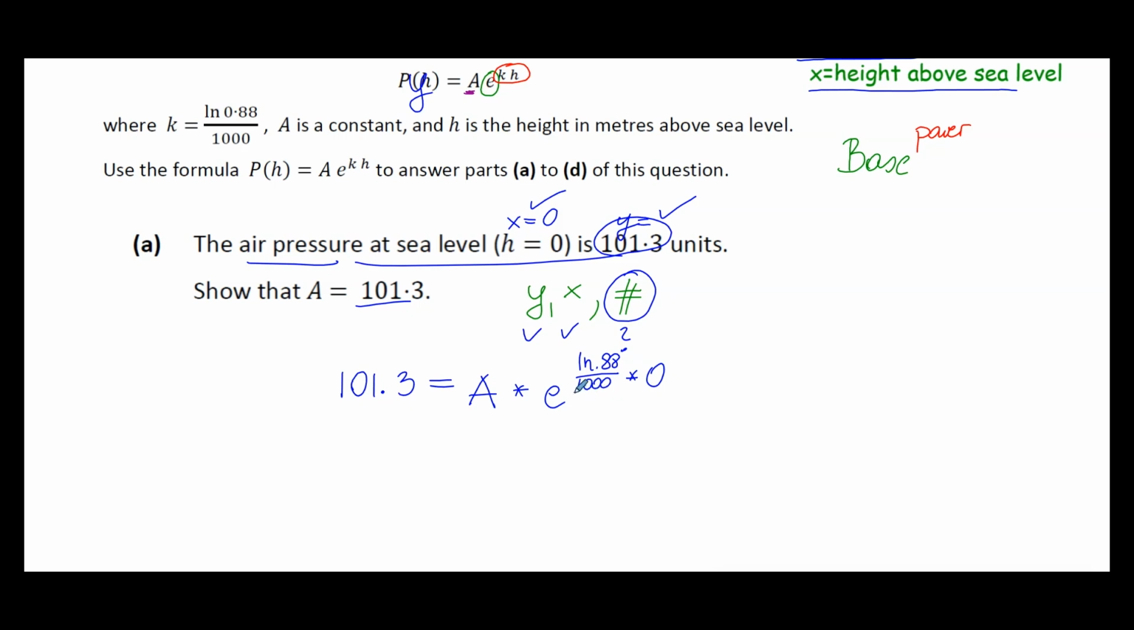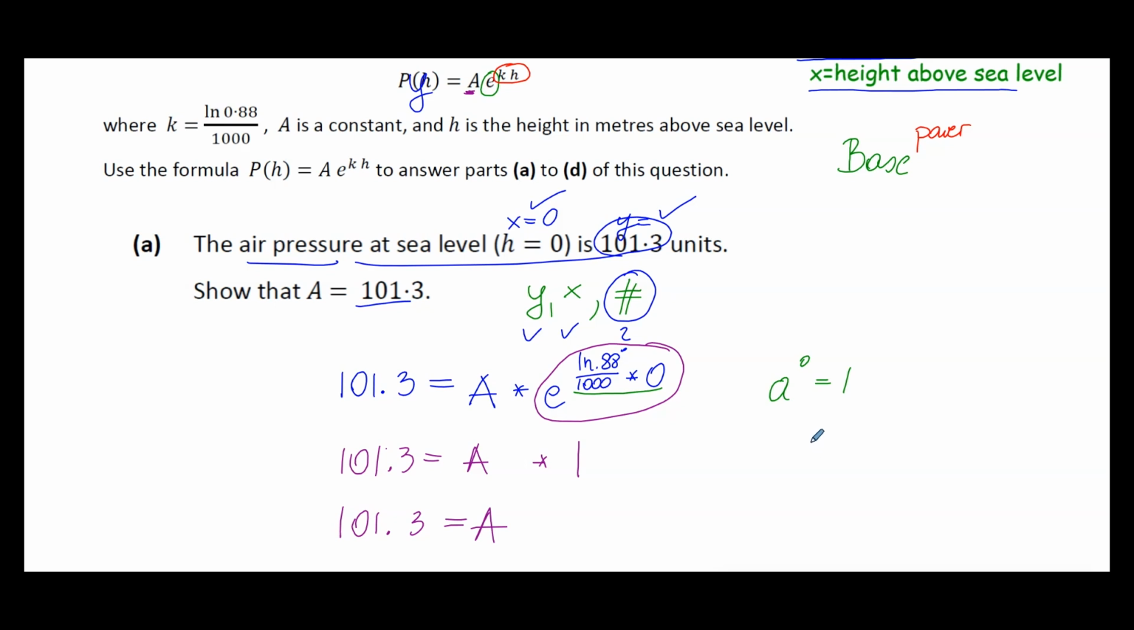Now, if I multiply by 0, I'm going to get 0, and any number taken to the power of 0 equals 1. But even if we forgot all that knowledge, all of these are numbers, isn't it? So we can put that in the calculator, press equal, and what do we get? 1. And 1 multiplied by A will be A. Therefore, 101.3 is equal to A. So that's how we find the coefficient.